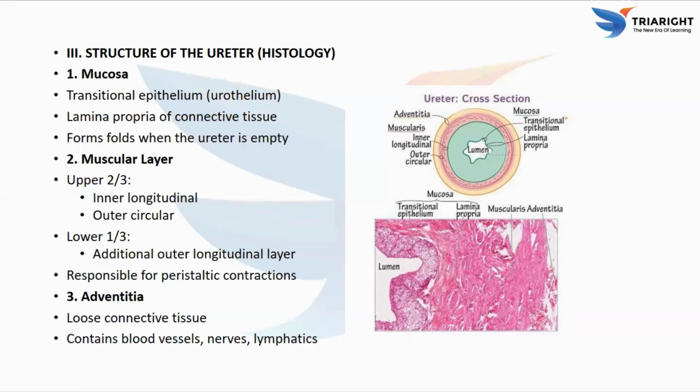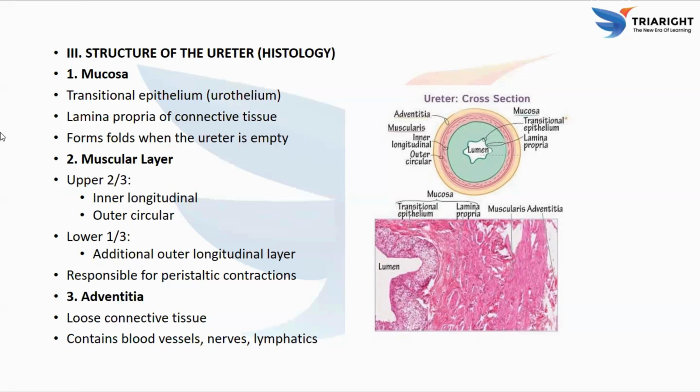So what is lamina propria? Lamina propria is a layer of loose connective tissue below the epithelium. It contains elastic fibers and also allows the stretching. Now, what is the function of the mucosa? It protects the ureter from urine, which is acidic or toxic. It allows the ureter to expand and collapse depending upon the urine flow.